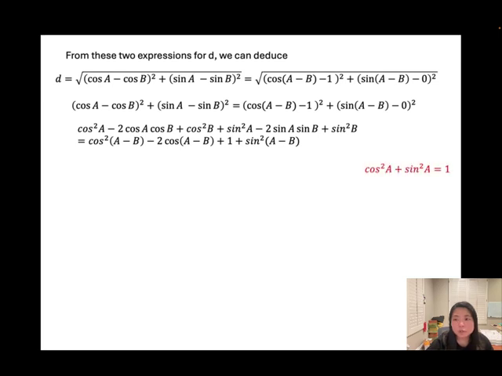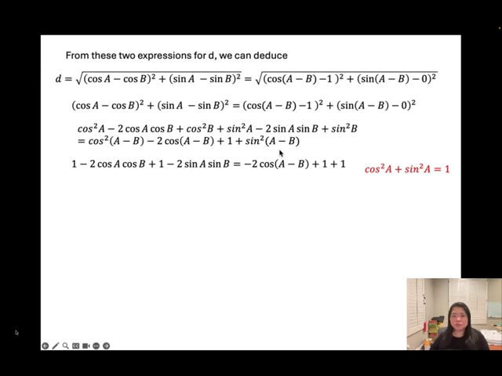Now, we're going to use the identity cos²A + sin²A is equal to 1. So first, cos²A + sin²A is equal to 1. I do have a 1 here. And then cos²B + sin²B is also equal to 1. On the right hand side, cos²(A − B) + sin²(A − B) is also equal to 1. So I will have this guy.